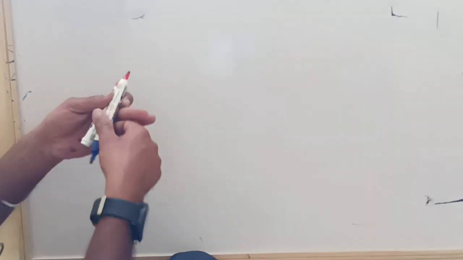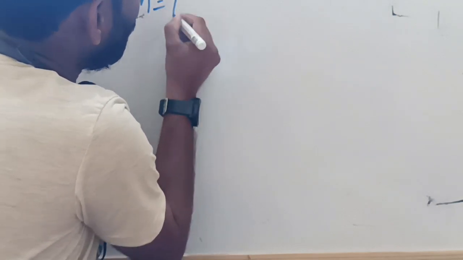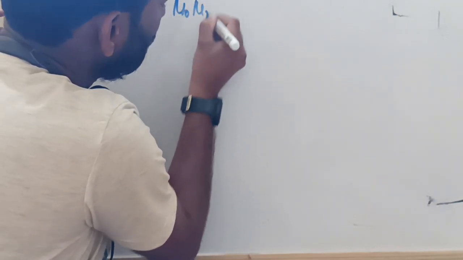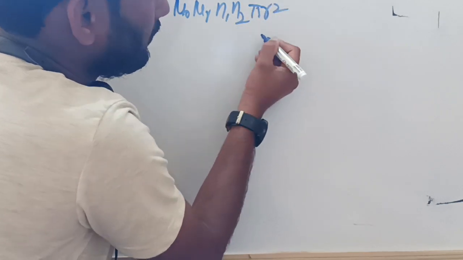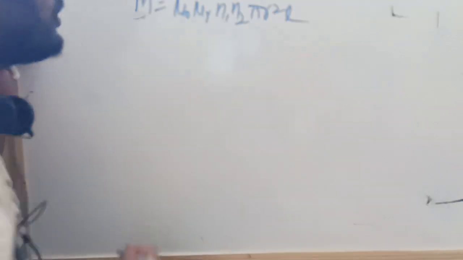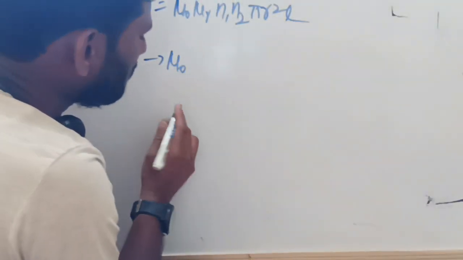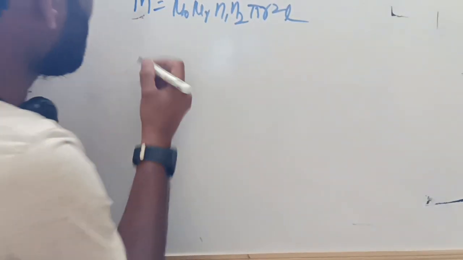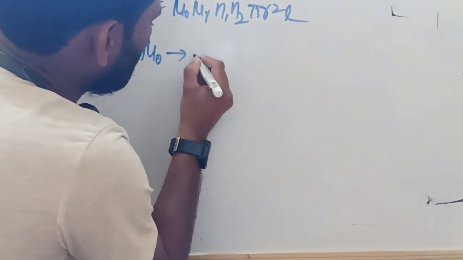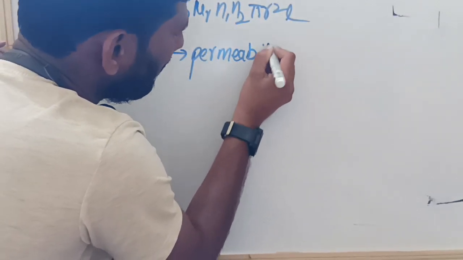Factors affecting mutual inductance, in the topic electromagnetic induction, will come. Capital M is equal to mu naught mu r N1 N2 pi r square into L, with usual notations. What is this mu naught? Permeability. Mu naught is permeability. Permeability means the ability of the substance to allow the magnetic field lines.